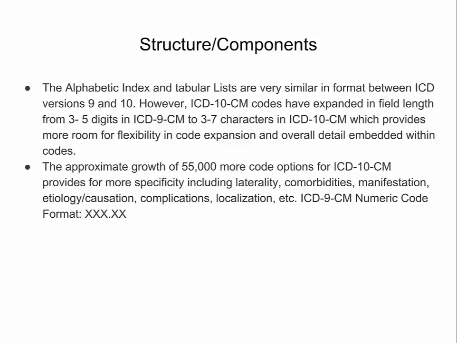The approximate growth of 55,000 more code options for ICD-10 CM provides for more specificity, including laterality, comorbidities, manifestation, etiology and causation, complications, localization, and so on. ICD-9 CM numeric code format was 3 characters plus a period plus two following characters.